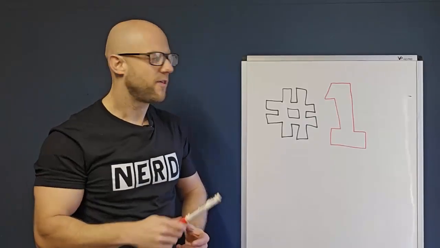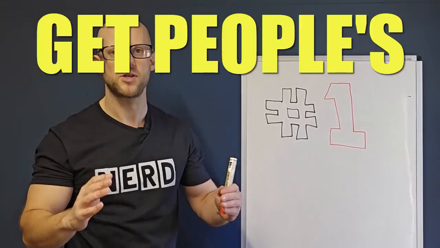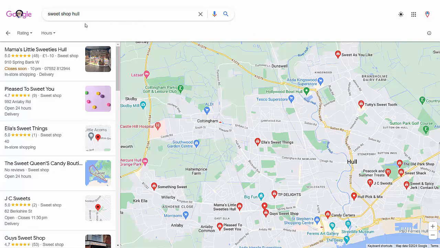Hello everybody. The first way to make your Google Business Profile stand out is to get people's attention as quickly as you can. It's a fact that people's attention span is reducing. You only have a really short period of time to get someone's attention before you lose them forever. So here are the main ways to use your Google Business Profile to get people's attention as quickly as possible. To stay with the Skittles theme, I've done a search for sweet shops in Hull, and this is what is shown in the search results.